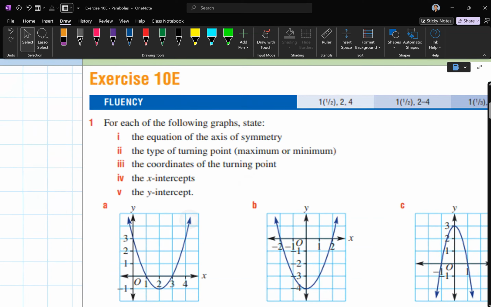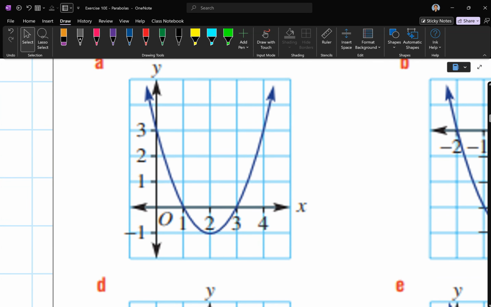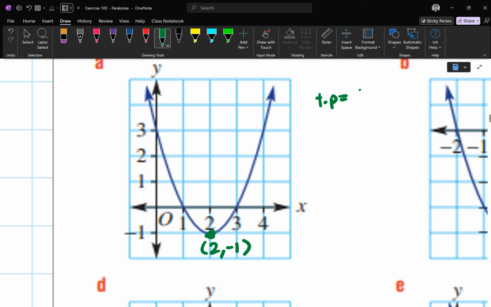So this is exercise 10E, question 1. Here we go. What's my turning point? What's the coordinates on my turning point? Let's go with Ava. Ava W. What's the coordinates of my turning point here? Where does the graph change its direction? Where's the point? Yeah, very good. This is called your turning point right here. It's 2, negative 1. So you got your turning point, 2, negative 1.